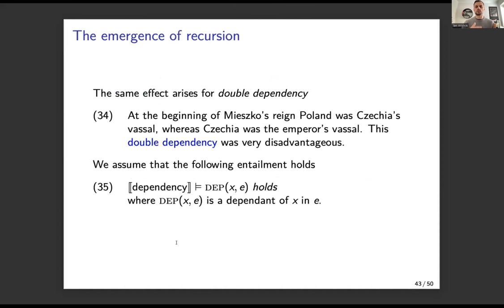Now, to show you that this does not work just for technical terms, let's move back to this internet corpus example with double dependency, which at least was quite challenging for us at the beginning. So you have this recursive dependency relation where Poland is the dependent of Czechia, Czechia is the dependent of the emperor, and then by recursion, Poland is the dependent of the emperor. This is this double dependency concerning Poland, right? So in sum, we have three dependency relations. So what we have to assume is that this lexical meaning entails the fact that this property holds. And this property is that this is dependent of X in E, right?